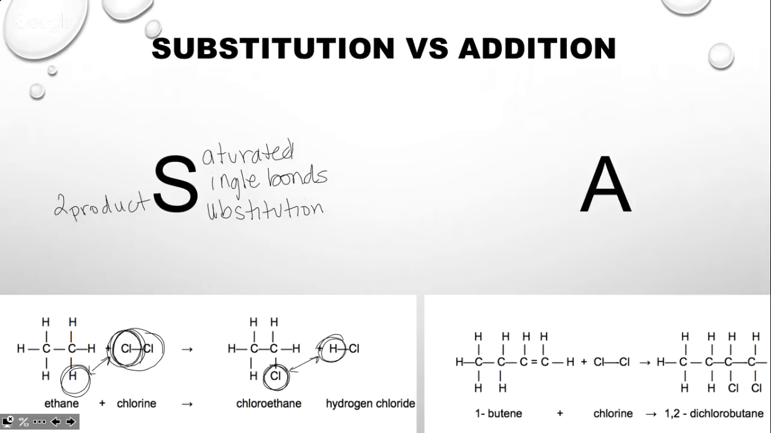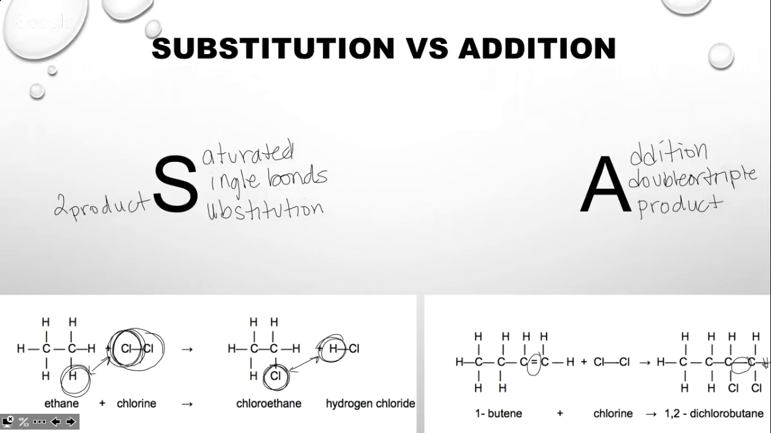Whereas for addition, it always starts with a double or triple bond, and addition has one product. Usually you'll see addition with a double bond. That double bond will turn into a single bond.